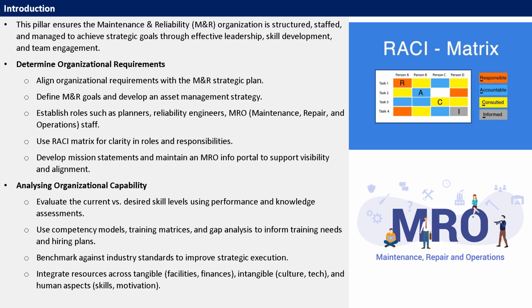Determine organizational requirements. To build a capable M&R organization, begin by aligning the organizational structure and roles with the overarching strategic M&R plan. Key steps include defining clear M&R goals and developing a supporting asset management strategy, establishing essential roles such as maintenance planners, reliability engineers, and MRO staff for smooth execution.